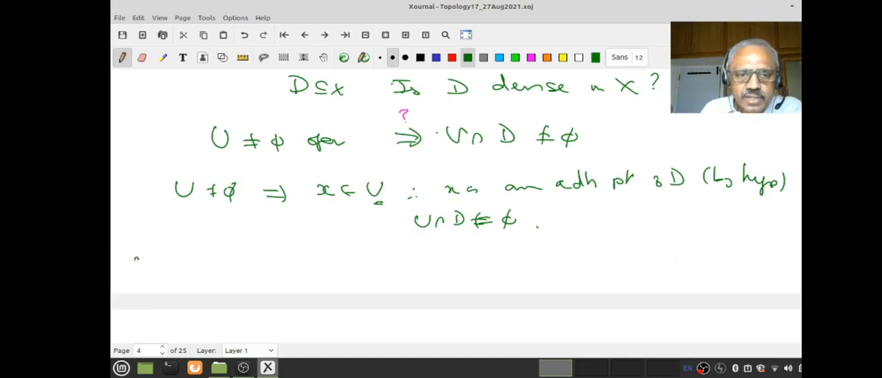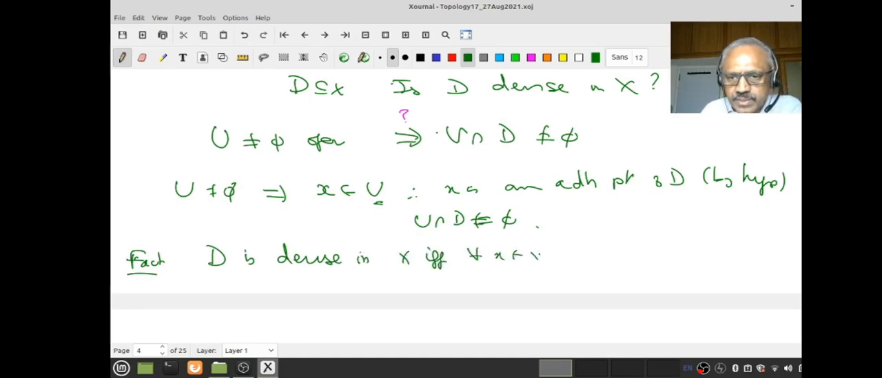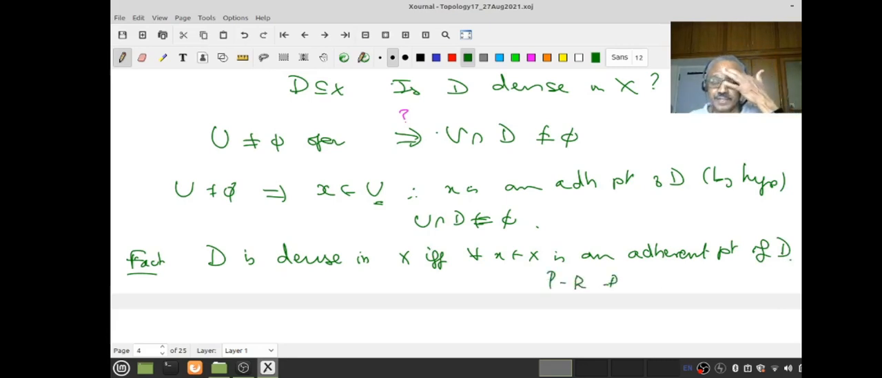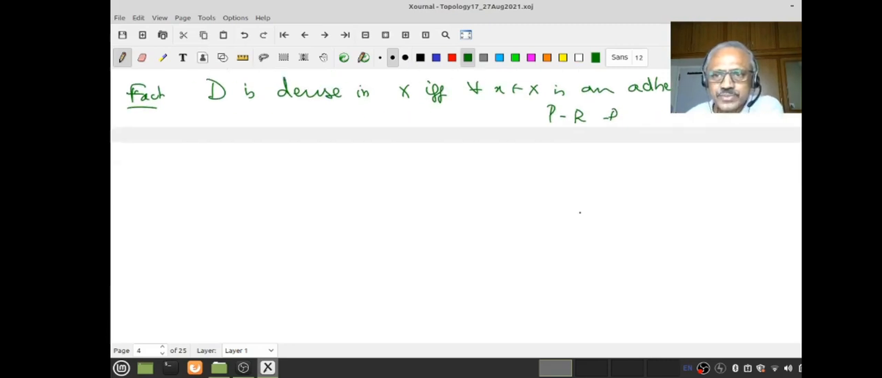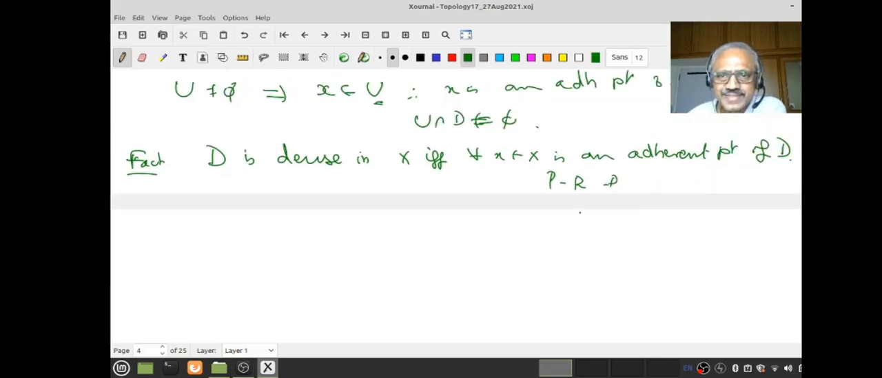So this is the fact we have concluded: a subset D is dense in X if and only if every X in capital X is an adherent point of D. Pause, review, proceed. You see that the geometry is very clear with this definition.